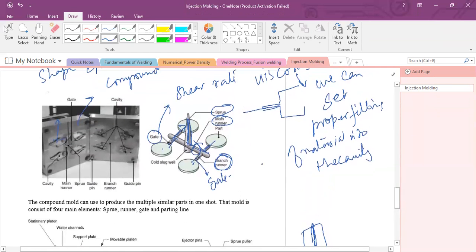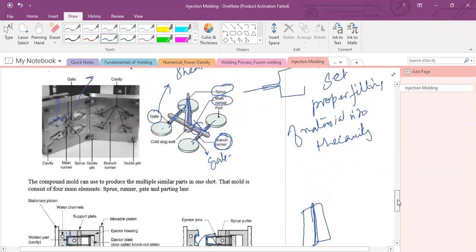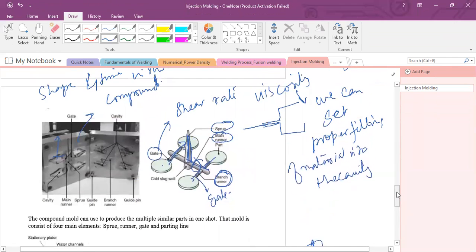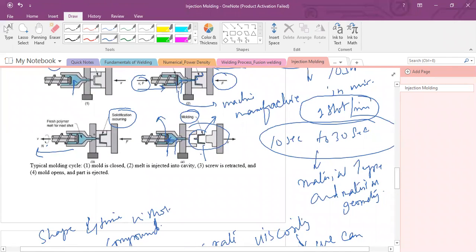Now I will again explain and clarify the function of the sprue. From the barrel, the molten material will flow into the sprue, through this sprue here, and from the sprue into the mold cavity.